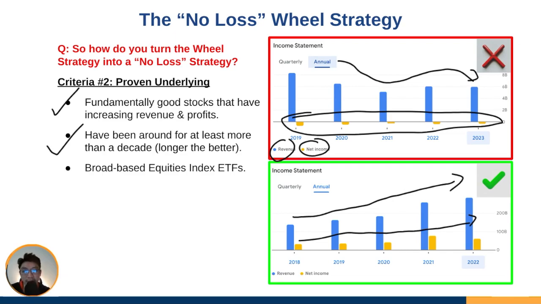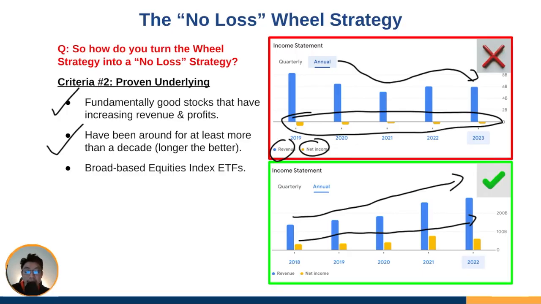Now, the next point is that it has to have been around for at least more than a decade, and the longer the better, right? If you want to put money into stocks that have just IPO'd recently, then it's going to be so risky because you have no idea whether this company is going to survive or not. A company going IPO doesn't mean it's going to stay there forever. You've seen many stocks that have just gone bankrupt after going public, right? That is why if a stock has been around for at least 10 years or longer, then you know that this company is pretty solid. So that is the next thing you really want to look out for.